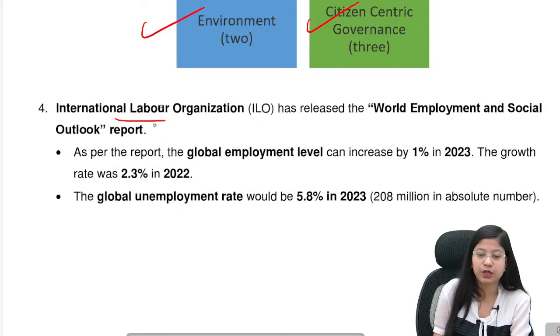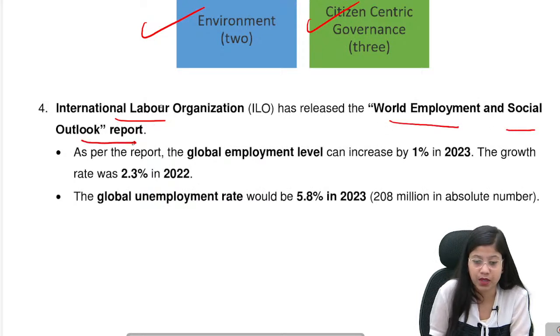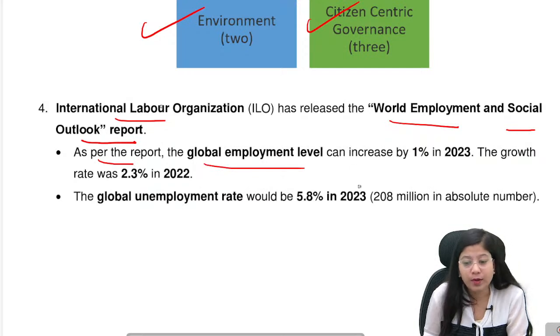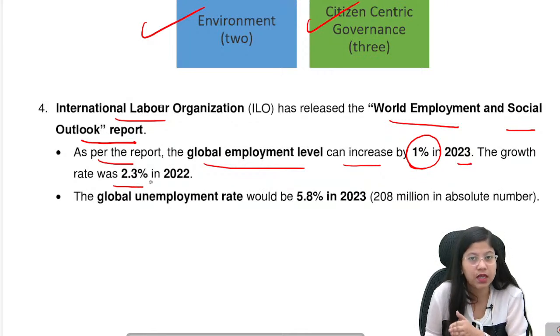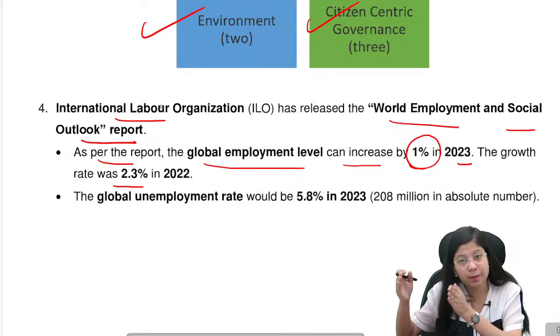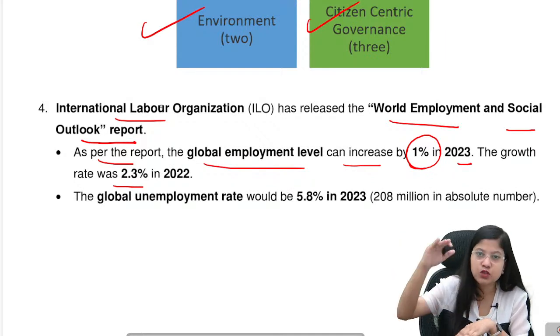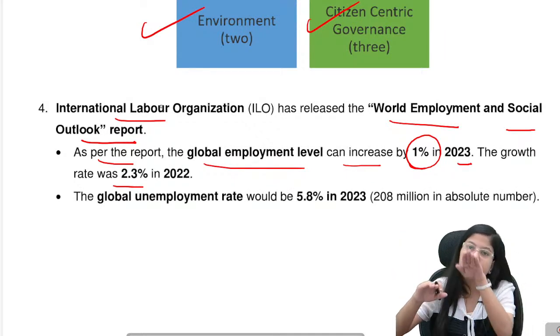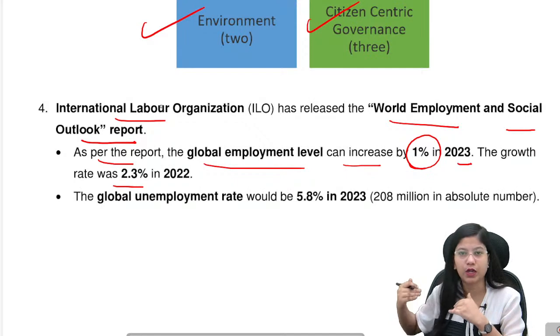Now coming back to this particular report, the International Labour Organization has released the World Employment and Social Outlook report. As per the report, the global employment level can increase by 1% in 2023. The growth rate was 2.3% in 2022. So this clearly shows that in 2023, the employment growth is going to reduce. Although it will show an increase, it will decrease in comparison to the previous year. The rate of increment is not as high as the rate of increment we saw in 2022.